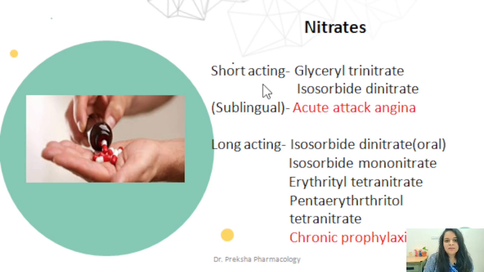Nitrates are classified into short-acting and longer-acting nitrates. Short-acting nitrates include glyceryl trinitrate and isosorbide dinitrate, which when administered sublingually are used to terminate an acute attack of angina. Longer-acting nitrates include isosorbide dinitrate in oral form, isosorbide mononitrate, erythrityl tetranitrate, and pentaerythritol tetranitrate. These are used in the chronic prophylaxis of angina.